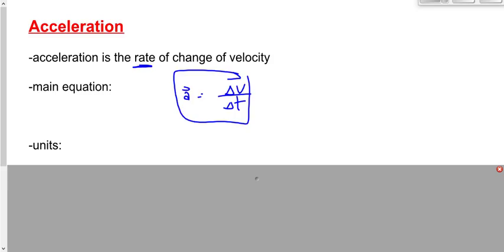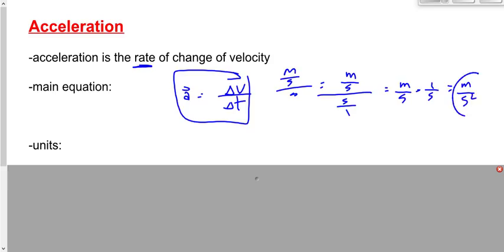Time is going to be in seconds, which means acceleration will be in what? Somebody saying it there? Meters per second squared. Yeah. If you look at the units here, we'd say meters per second divided by seconds, right? But we can simplify that. That's the same thing as saying meters per second divided by seconds over 1, which is the same thing as saying meters per second times 1 over seconds, multiplied by the reciprocal, which gives me, in the end, meters per second squared.